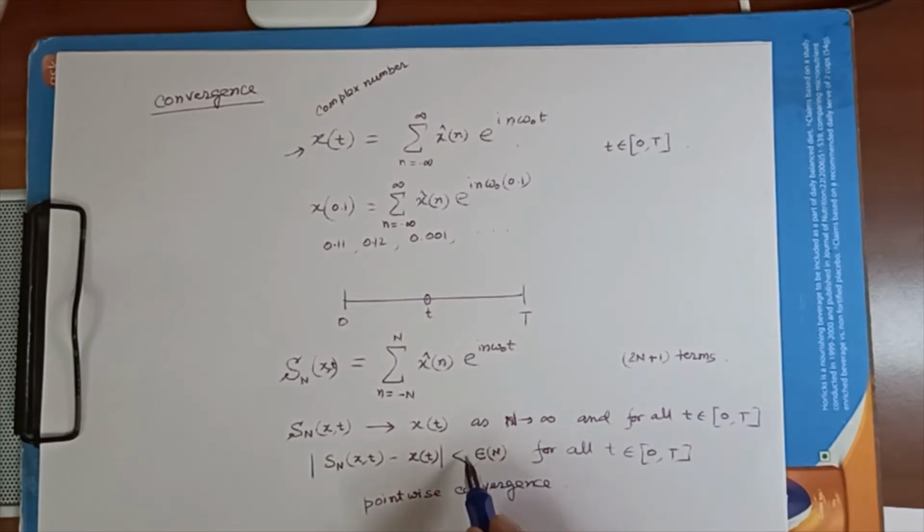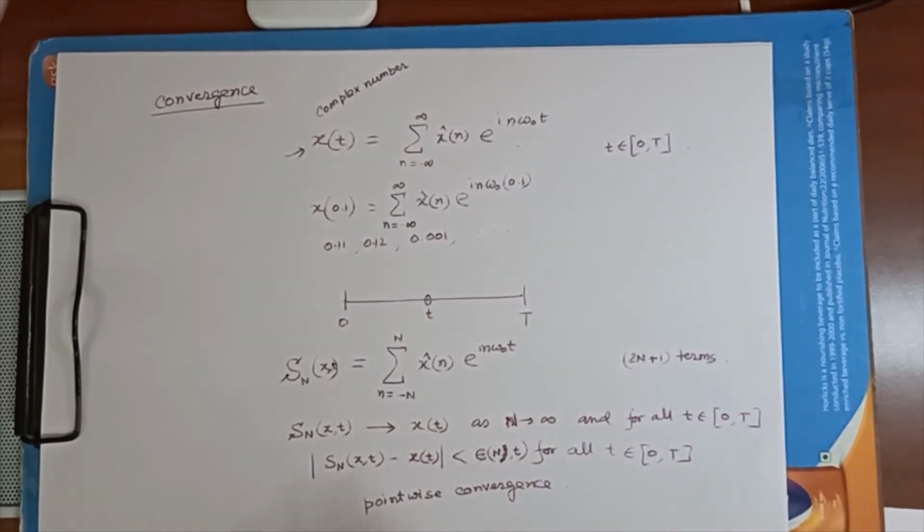Now this epsilon is a function of n. It can be a function of t as well. So this small number can be a function of t as well. So this is called pointwise convergence. However, if this epsilon is not a function of t, then we call it uniform convergence.